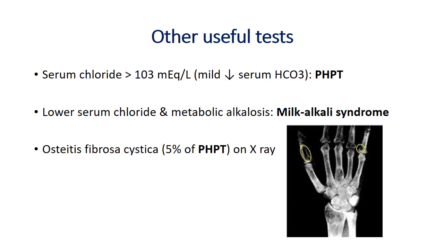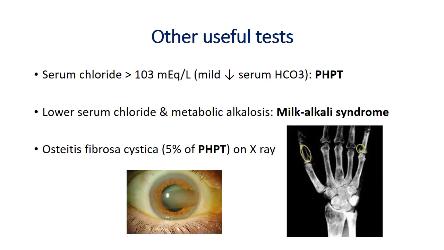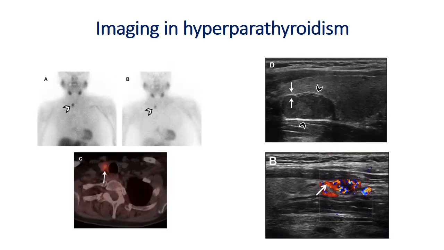If you do an X-ray of the hands and you get osteitis fibrosa cystica, you are almost certain that this is primary hyperparathyroidism, although per se it is not very common in primary hyperparathyroidism, seen in about 1 out of every 20 patients. Similarly, band-shaped keratopathy is not a very common finding, but if it is there, it suggests that the underlying cause of hypercalcemia is primary hyperparathyroidism.